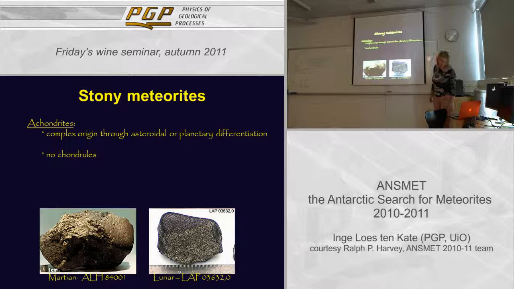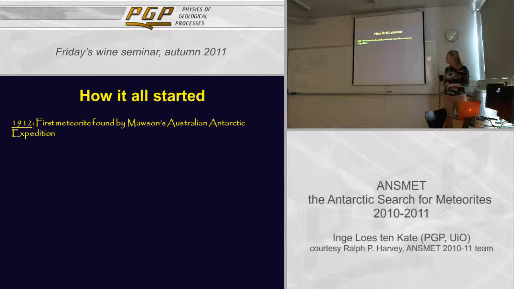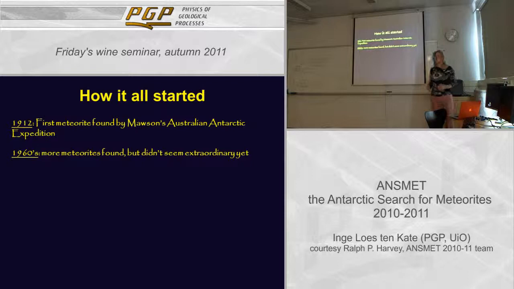So how did the ANSMET start? Actually, in 1912, the first meteorite was found in Antarctica by the Mawson's Australian expedition. And meteorites are found regularly, so if you find one in Antarctica, that's pretty obvious because you find them everywhere in the world. So then in the 1960s, there were more meteorites found.